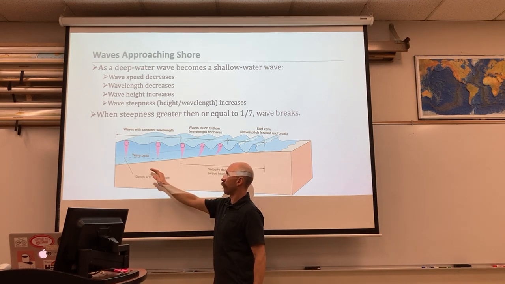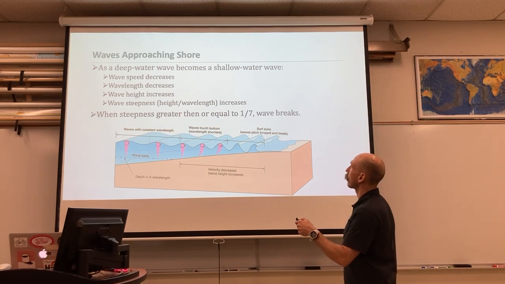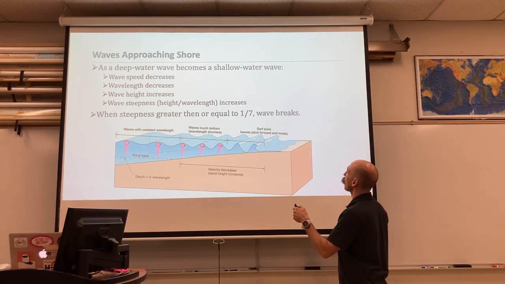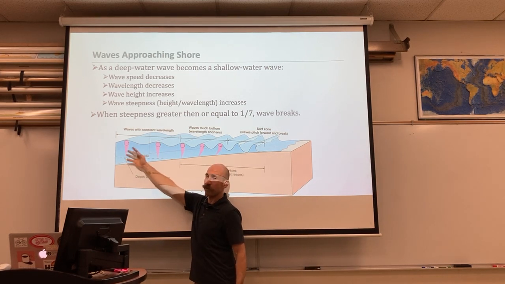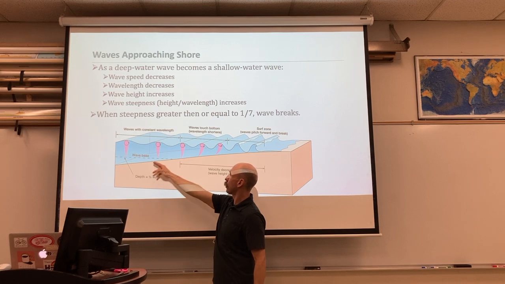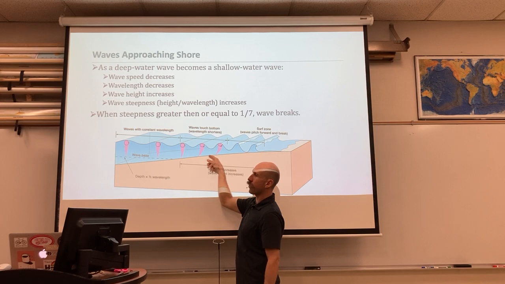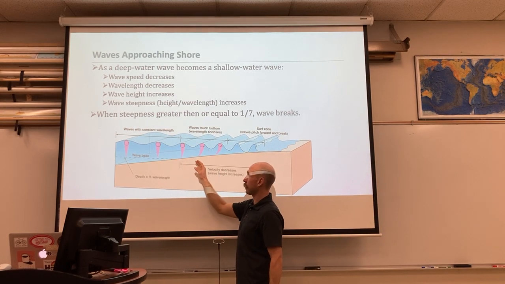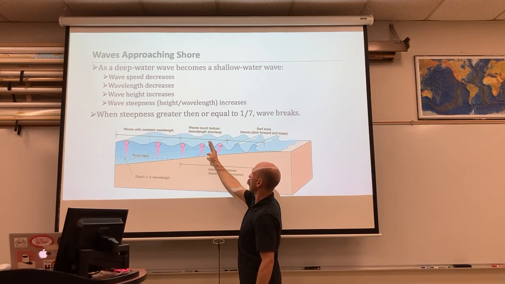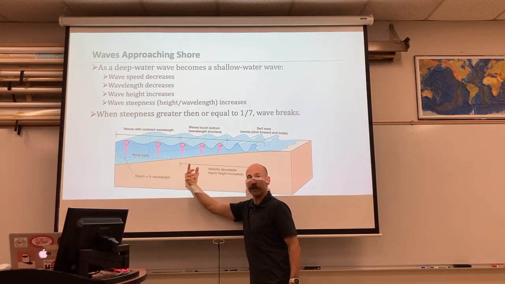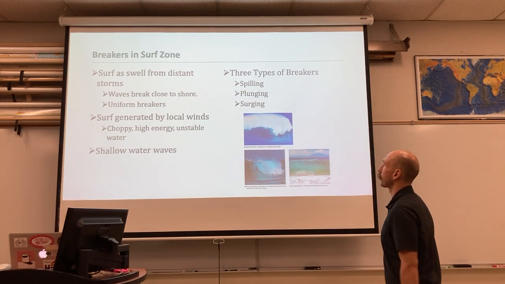When the wave steepness, the height over the length, is greater than or equal to 1/7, the wave breaks. As this wave approaches, the swells are coming in. Now, transitional, it becomes a shallow water wave. It feels the effects of the ocean floor. It changes the wave dynamics. The waves grow a little bit higher. The wavelength decreases. This changes the wave steepness, and at some point, the wave is going to break.